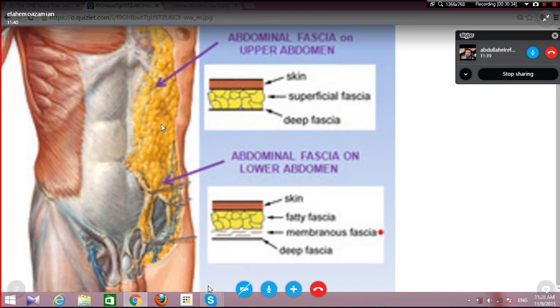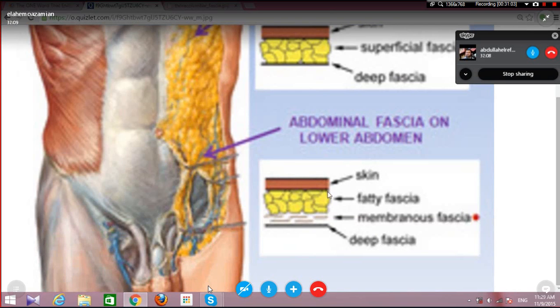You should know the Camper's. Then after this fatty part, you have a membranous part under it. It's called deep membranous layer or Scarpa's fascia. So superficial fascia is divided into two, fat and membrane. Fat is called Camper's. Membrane is called Scarpa's. Now look here. This is the superficial fascia, right? It has two parts. Do you see? This is the fatty part or Camper. This is the membranous part or Scarpa's.